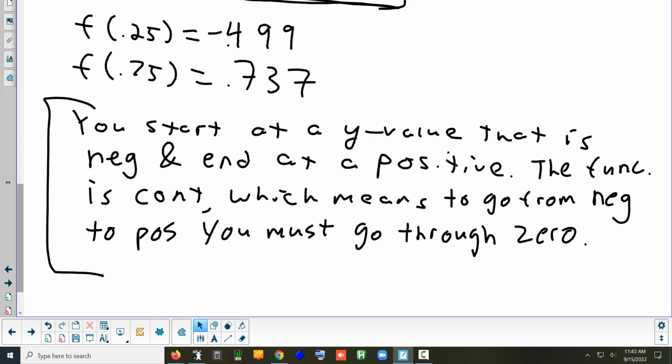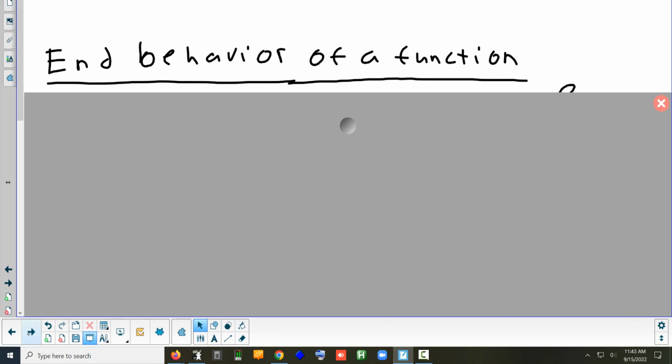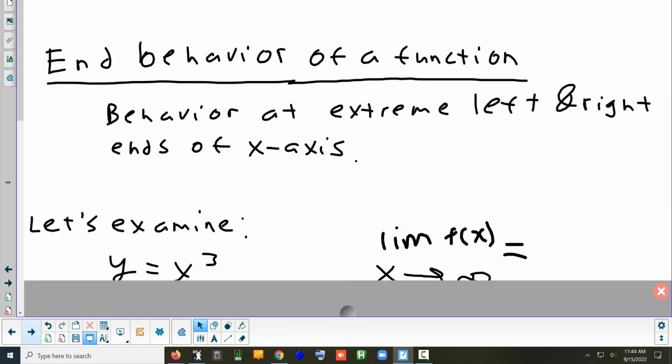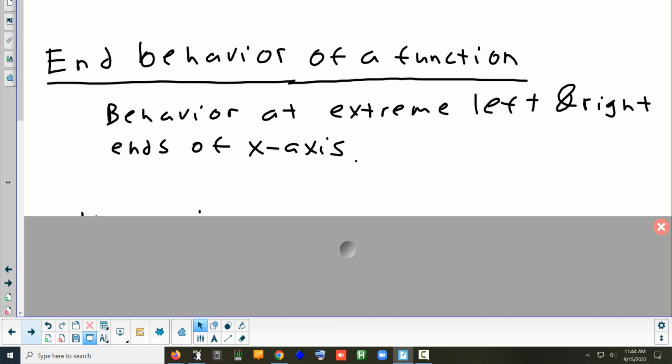Any question on that? Okay. So that was the second thing, intermediate value. The third thing, I think it's a little easier to grasp. It's more concrete, less theoretical. And it has to do with end behavior.